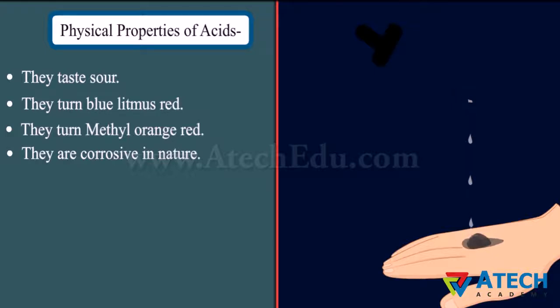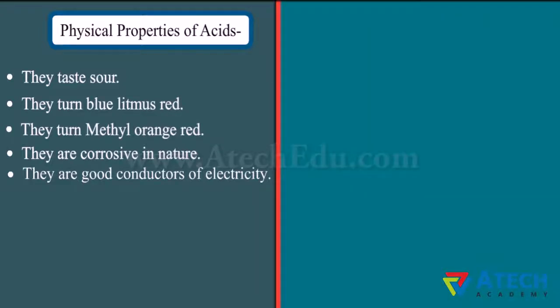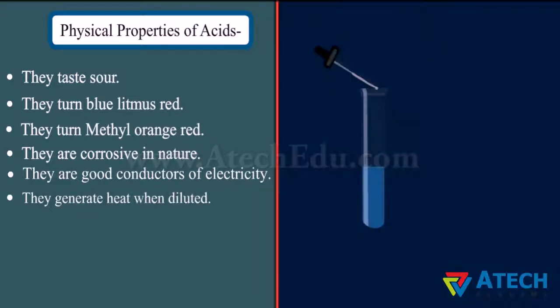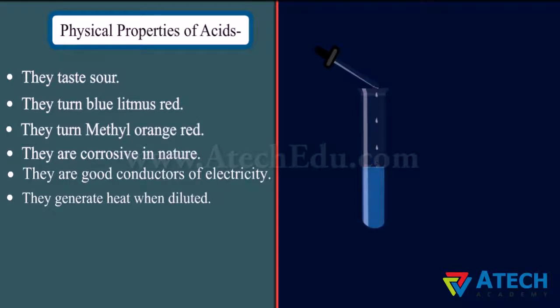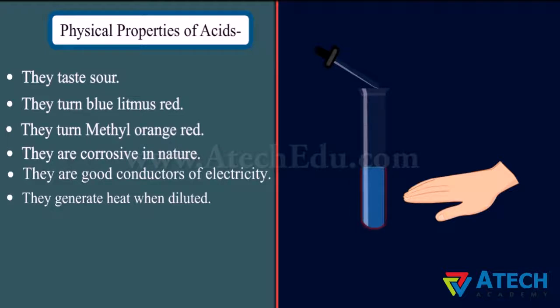When two carbon rods are inserted in an acid solution and connected in series with a bulb, switch and a battery, we find that the bulb glows because the acid solution conducts electricity. Acids generate heat when diluted. When a few drops of sulfuric acid are added to 5 milliliters of water, heat is generated because the reaction of acid with water is exothermic in nature.